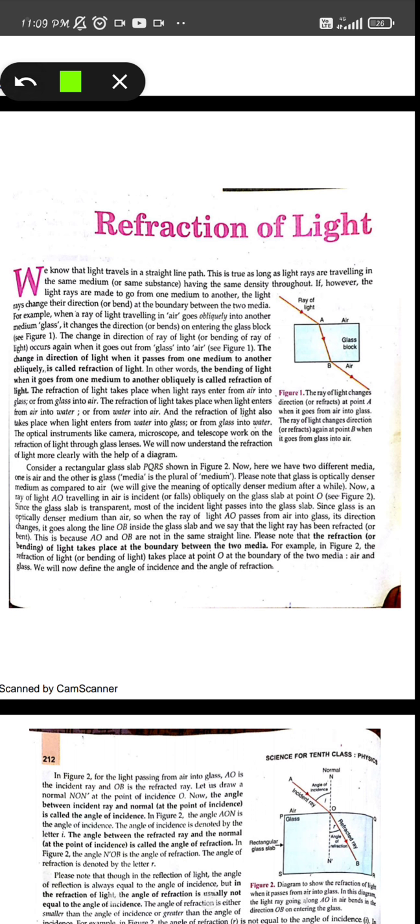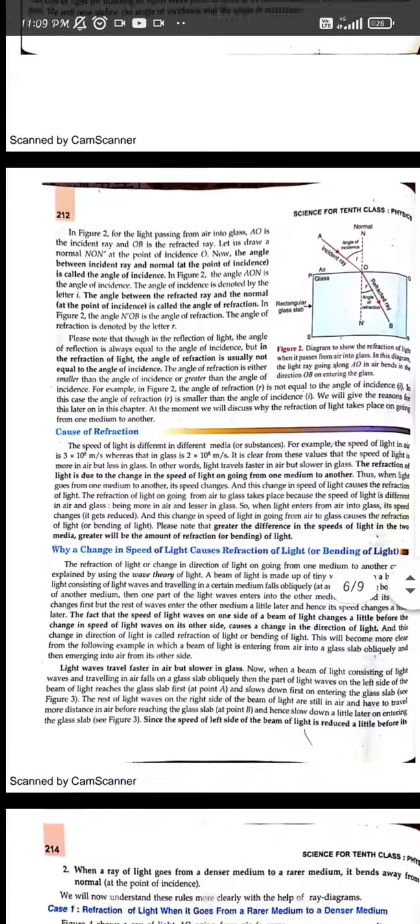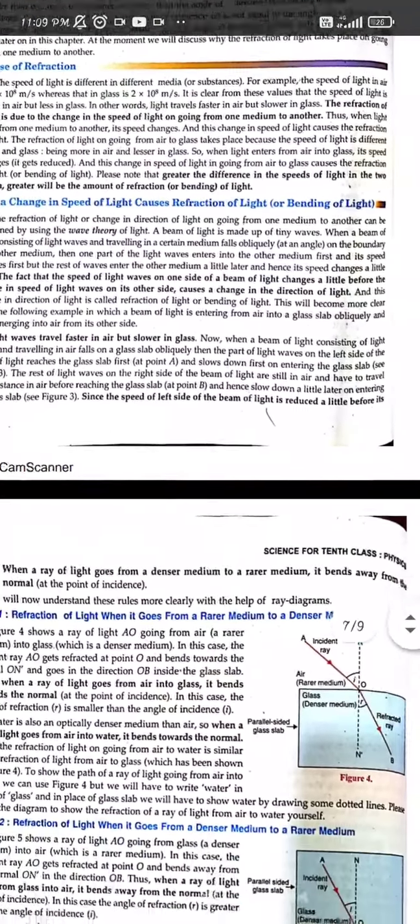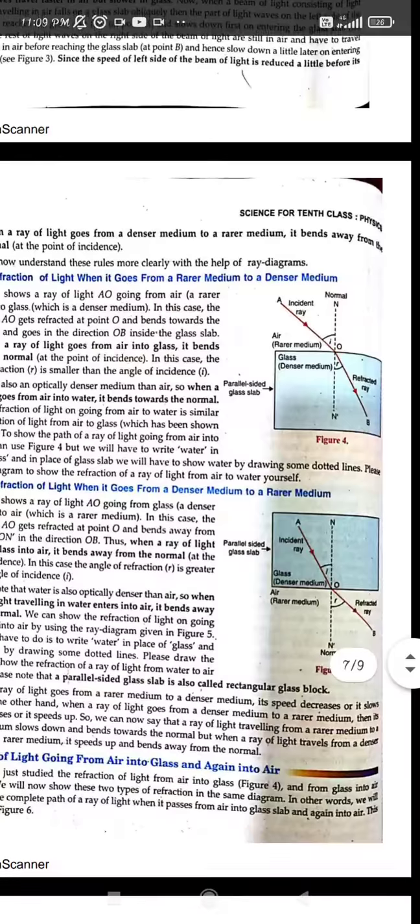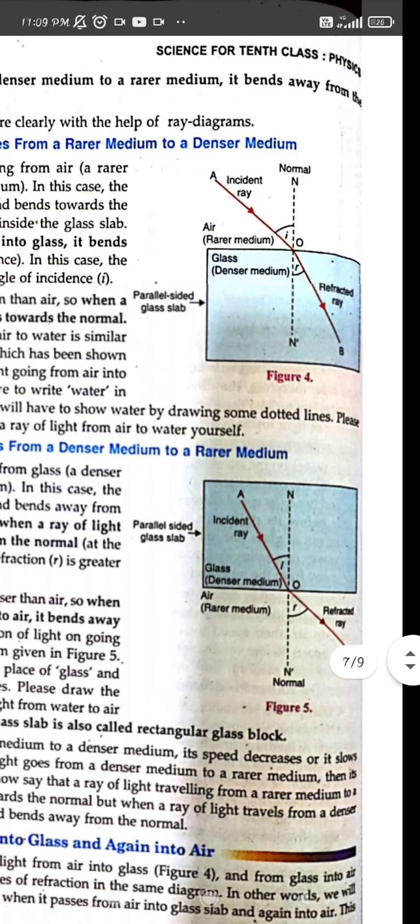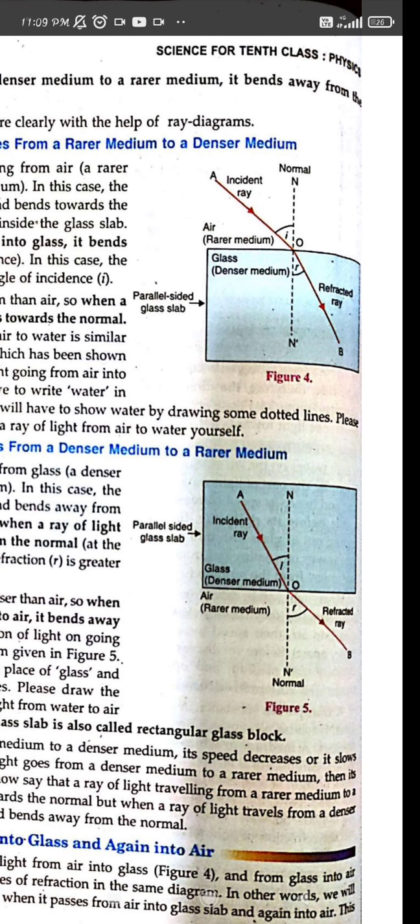Now we can say that the bending of the light ray is said to be refraction. Then what does this refraction tell us? Here two figures are shown for you, that whenever the light ray comes from the rarer to denser, it moves towards the normal, and when it moves from denser to rarer medium, it moves away from the normal. So this bending of light ray is refraction.